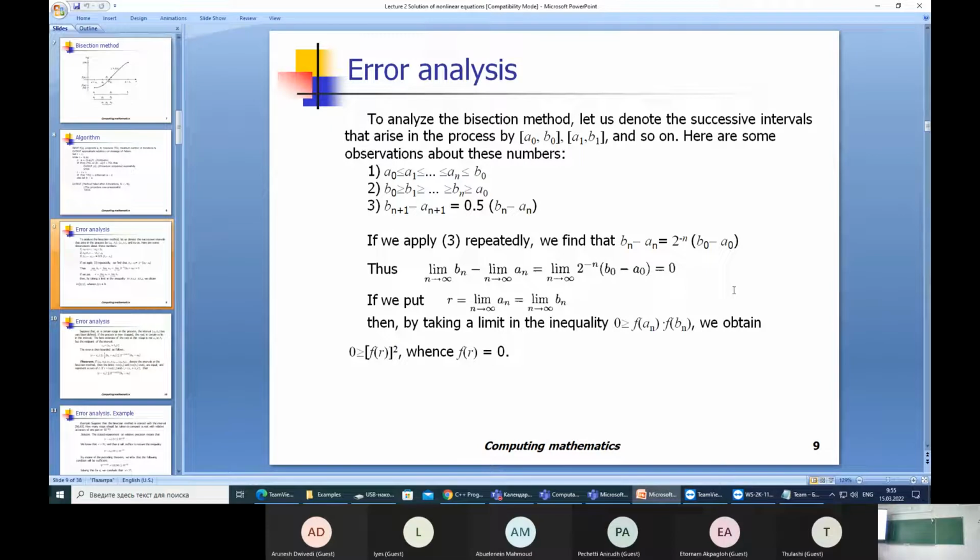And you see that the number of iterations depends on tolerance. And the question is how many iterations we need to carry out to find the solution with the given tolerance. And this theorem helps us to answer this question.